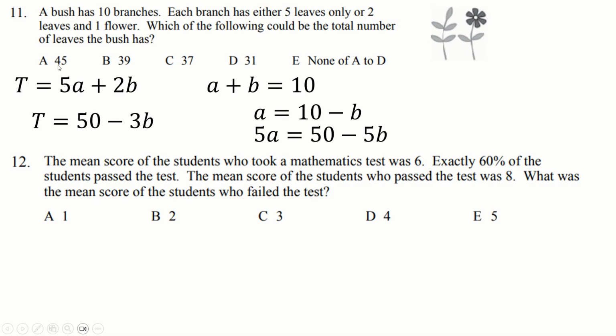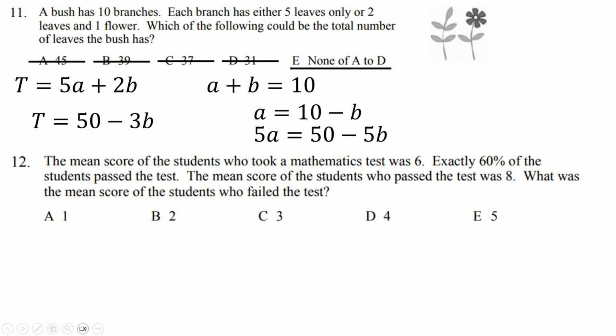Now, if we were trying to make the total leaves 45, we would have 50 minus 3 times something is 45, but that doesn't work unless b is a whole number. If b is a whole number, right? 3 times something can't be 5. So we can't do 45. We also can't do 39 because then we would need 3b to be 11 based on this. That goes away. And in fact, all of them go away. And you end up with E as your only answer.